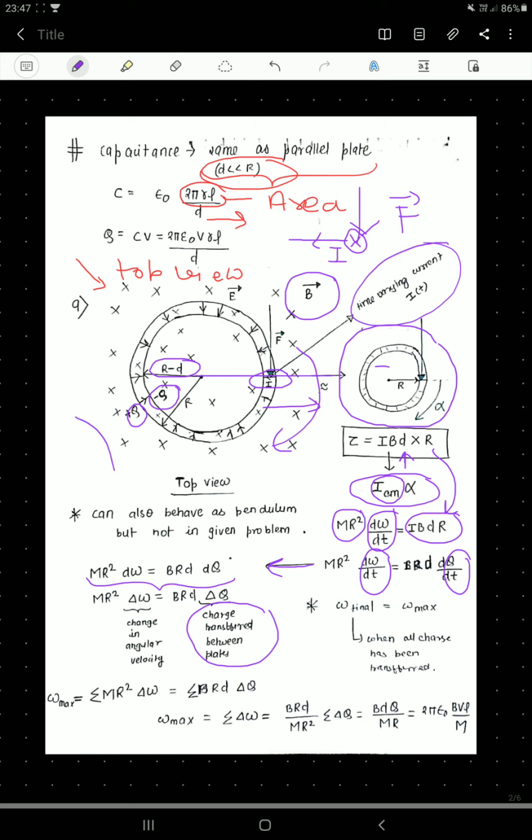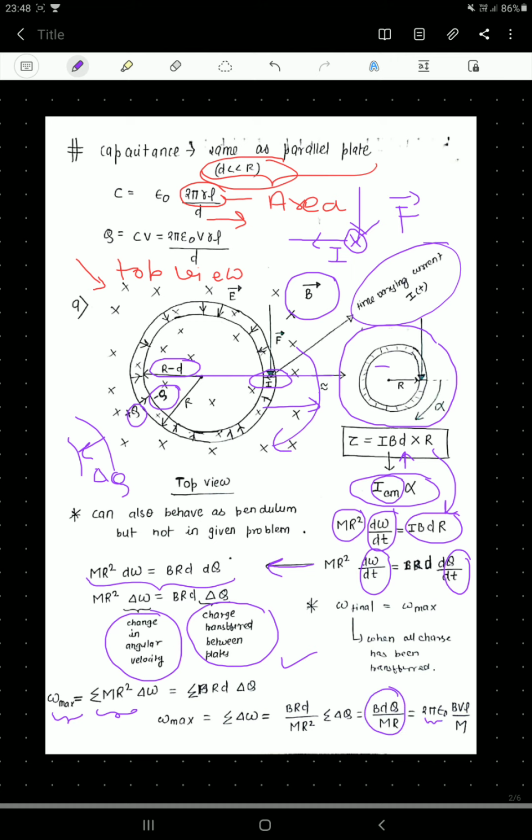So here it is the outer plate and here is the inner plate. The charge transfer between them can be written as delta q, and the corresponding change in angular velocity due to the change in charge can be written as delta omega. Now omega max can be written either using sigma or by integrating directly. By both methods you can do it. So here I get the final expression as B d q by m r.